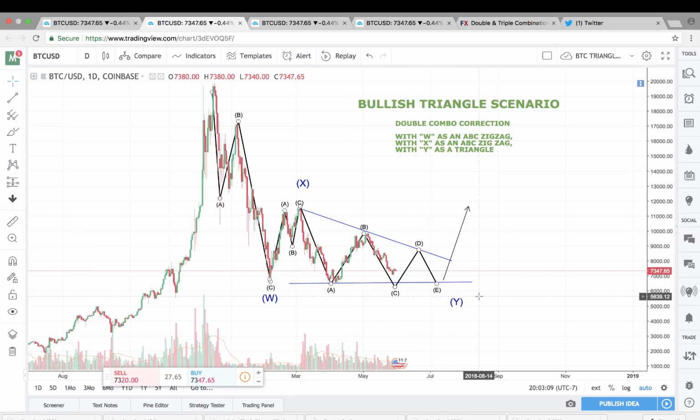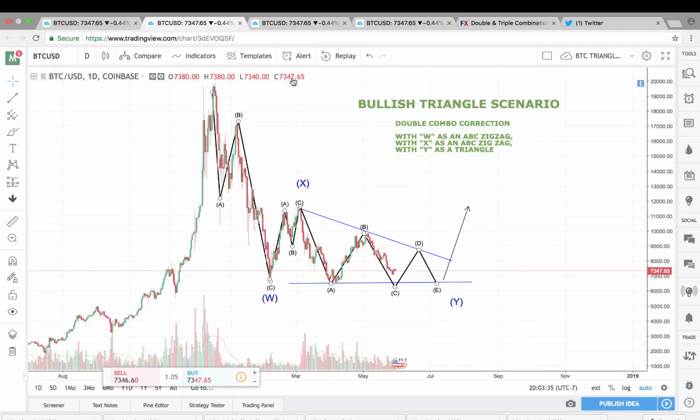Now this would mean that at the end of this Y wave, if this really was a double combo correction and we are in fact in a triangle, this means that we would break to the upside and start a new 5-wave impulse at that point. That being said, if this is correct, then we only have completed A, B, and we are in the middle of wave C here, which means that we would still have a D wave and then some sort of a dip for an E wave before we break out to the upside.